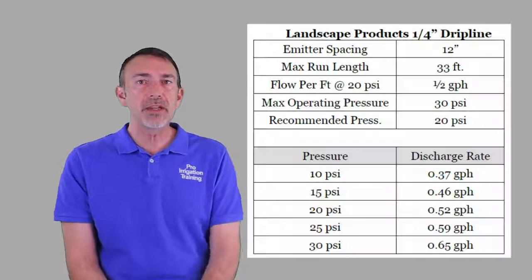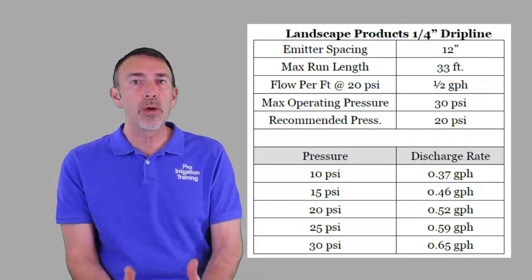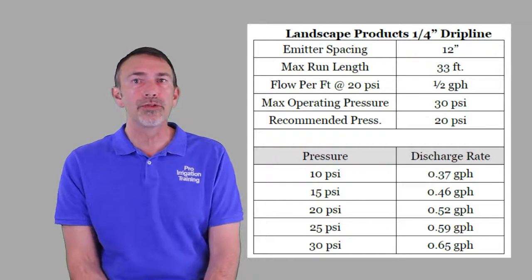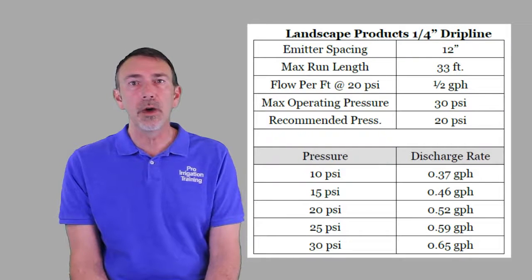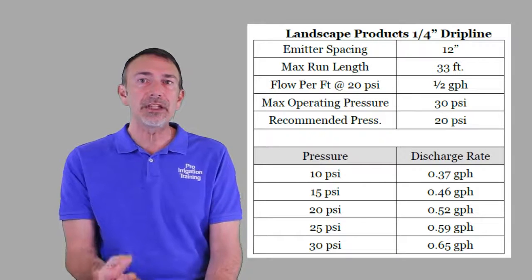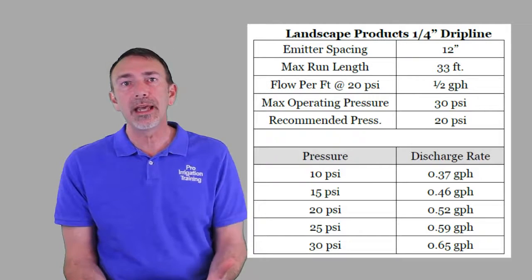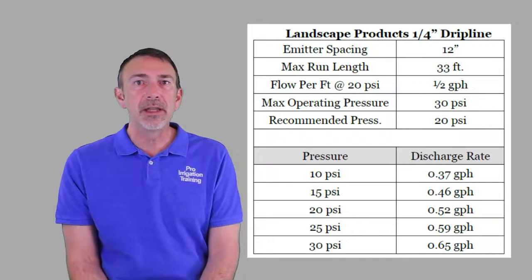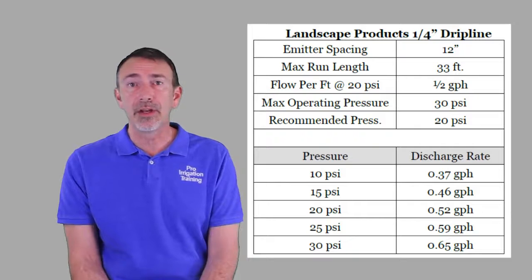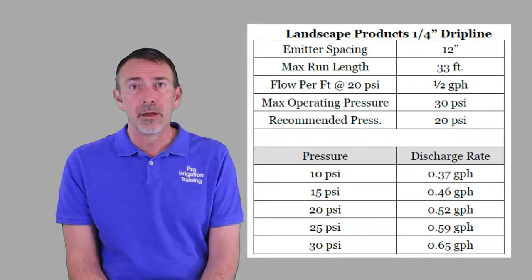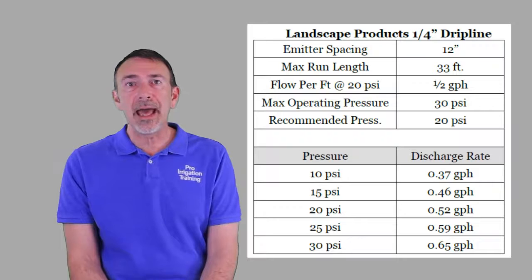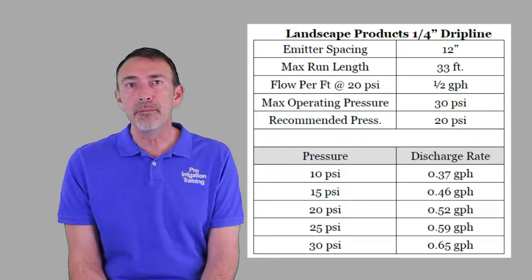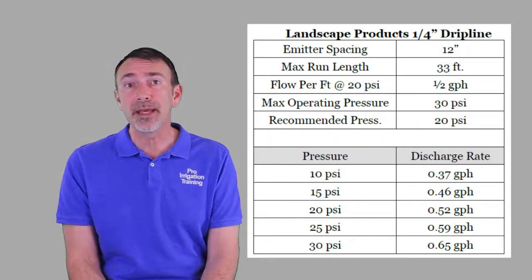Now let's take a look at the specifications for the drip line that we were demonstrating in the last lesson there. Landscape Products 1/4 inch drip line. And it has spacing of 12 inches. And at each foot of drip line, we're going to get a 1/2 gallon per hour flow. And so that means that the length of a single lateral line is going to be around 33 feet. What Landscape Products recommends as the maximum operating pressure is 30 PSI, but the recommended operating pressure is 20 PSI.